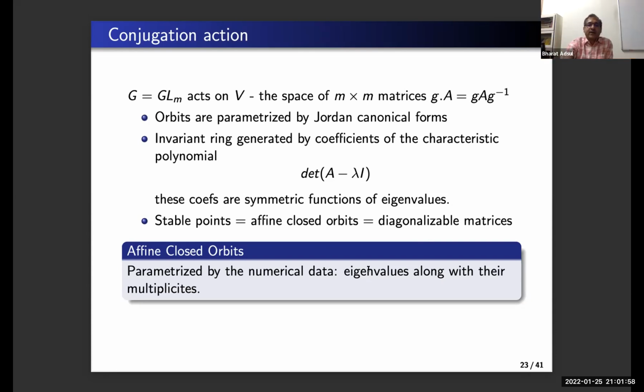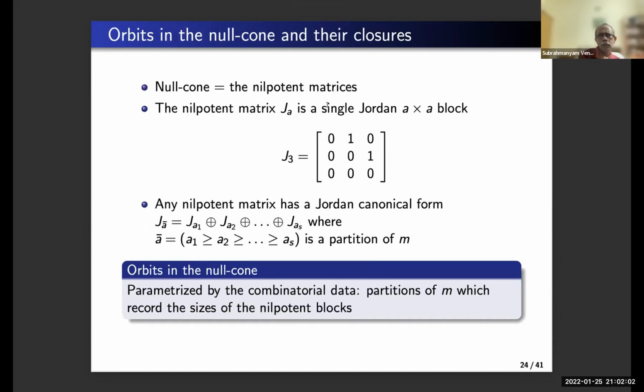Let's try to understand what happens for the conjugation action inside the null cone. The null cone consists of the matrices where 0 is the only eigenvalue. So these are the nilpotent matrices, and of course they can also be put into a Jordan canonical form.